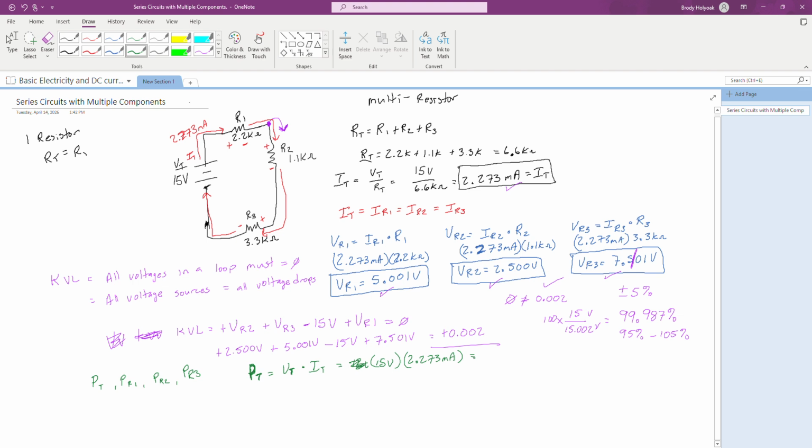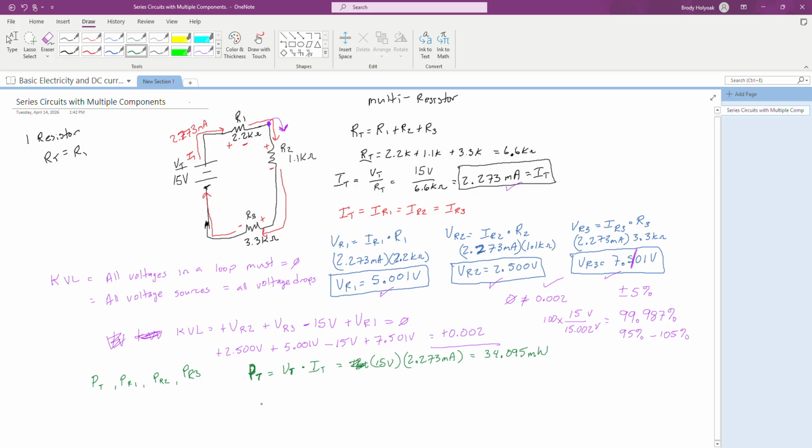When I multiply those together, I get 34.095 milliwatts. Okay, so there's the total power. This entire circuit with these three resistors is going to drop 34 milliwatts.